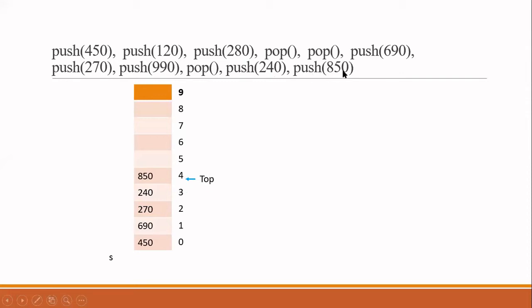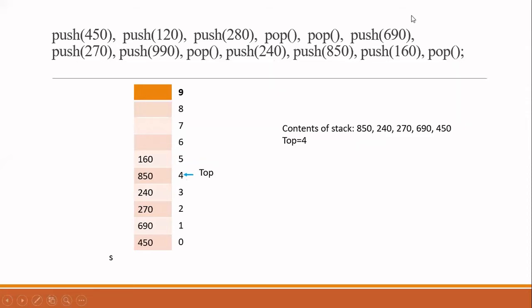Then push 850. Increment the top. Top is 4. Add 850 in that. Then push 160. Increment the top. Top is 5. Add 160 in that. Then pop. So in pop, you will return 160 to the user and then you will decrement the top.